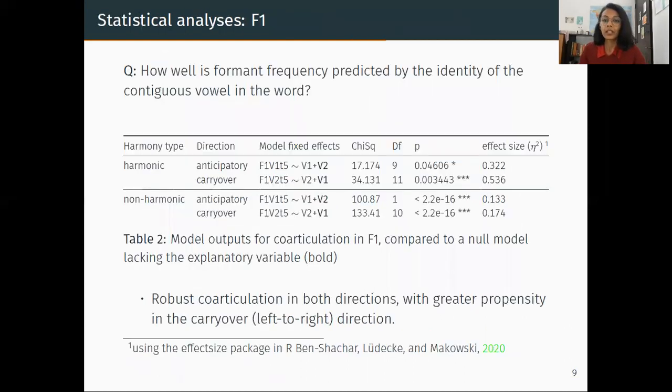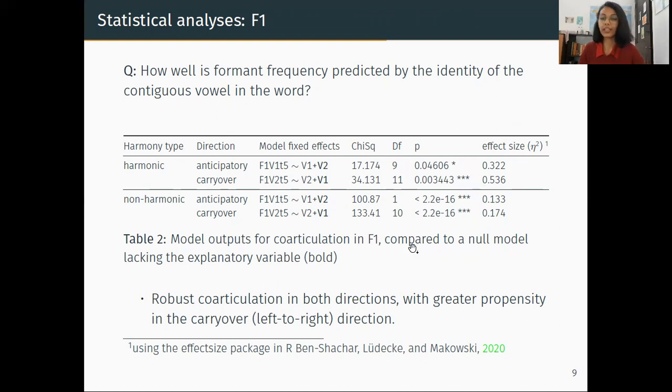So this suggests that there is some coarticulatory difference between these subsets, and we look into this in our statistical analysis. We know that the formant frequency of any segment should be predicted by the vowel identity. Here, to quantify coarticulation, we used mixed effects models to ask how well this formant frequency is explained by the identity of the other vowel in the word. And we also want to see whether there are differences in this tendency between the harmonic and non-harmonic subsets. So to compare the extent of coarticulation, we calculated effect sizes for the explanatory variable in each model.